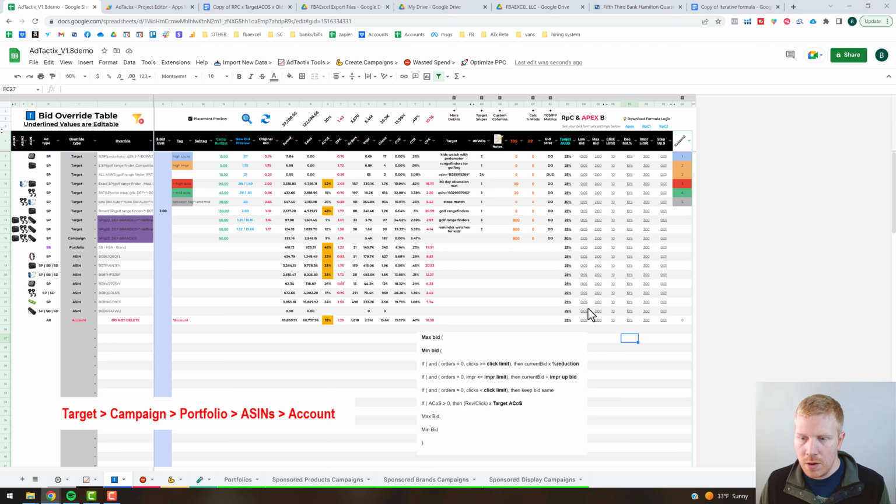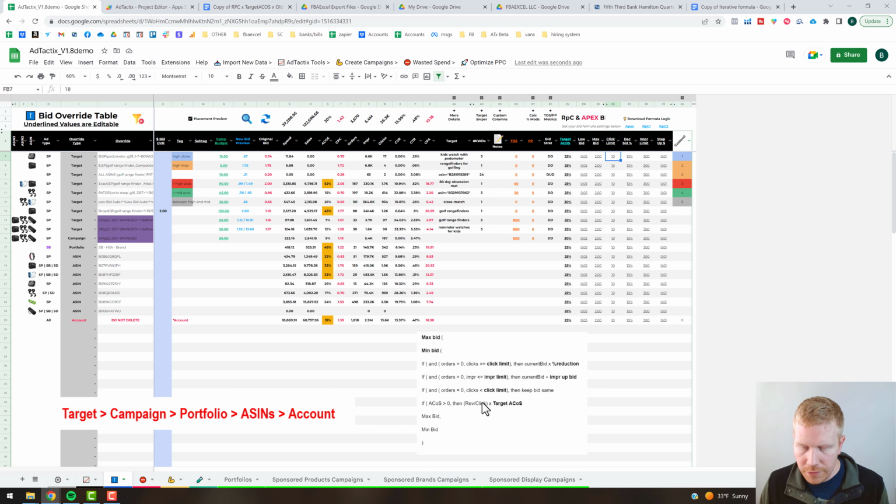All right, and what you'll do here is very similar. You've just got a different formula. If there's no orders and the clicks are greater or equal to the click limit, your click limit again here is 10, so this one is greater, you're going to do the current bid times the reduction. Very similar, I think it's the exact same as the Apex until you get to the ratio calculation. So let's hop right down there.